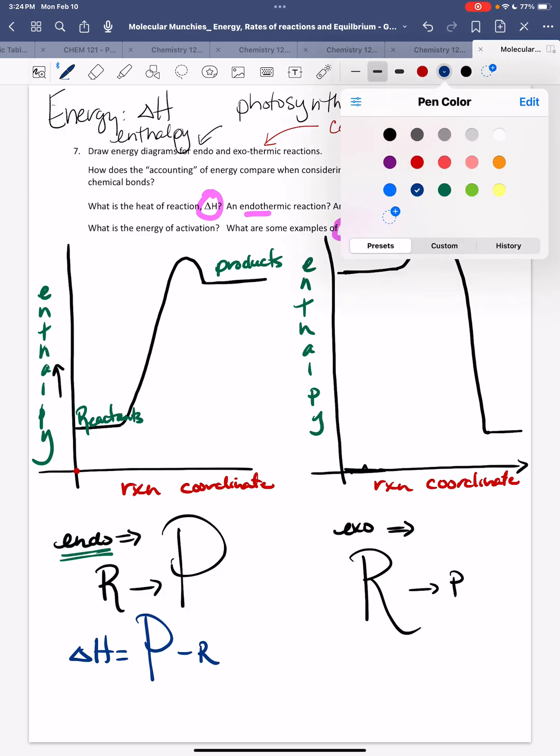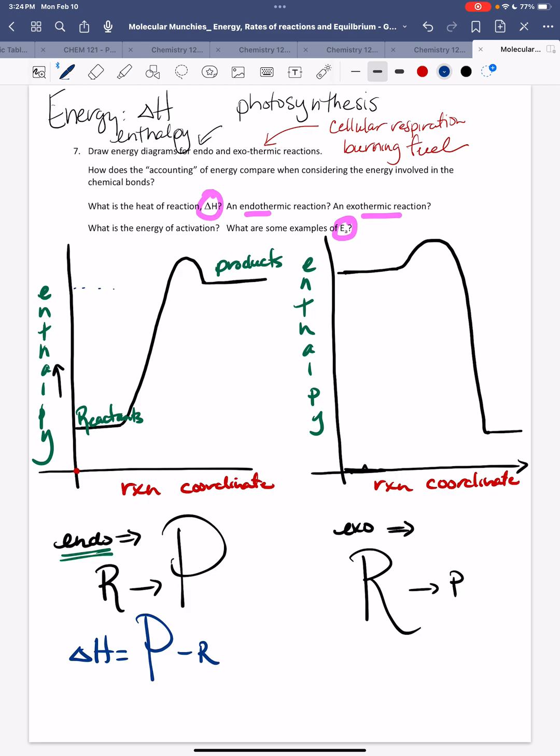So when we measure that delta H, it shows up right here. So I'm going to just put that on the y-axis. And so this difference right here is our delta H. Hold on a second, I'm going to put something else there in a minute. The difference between the products and the reactants. So basically this difference right here, this is our delta H.